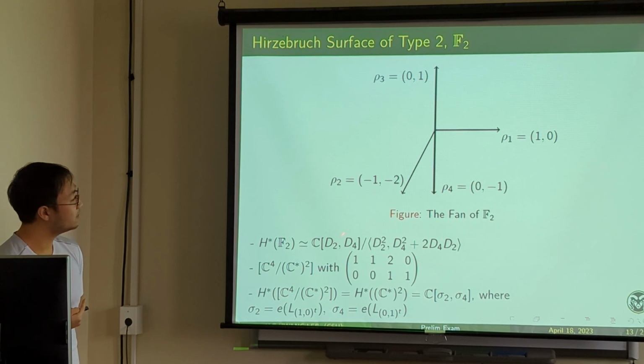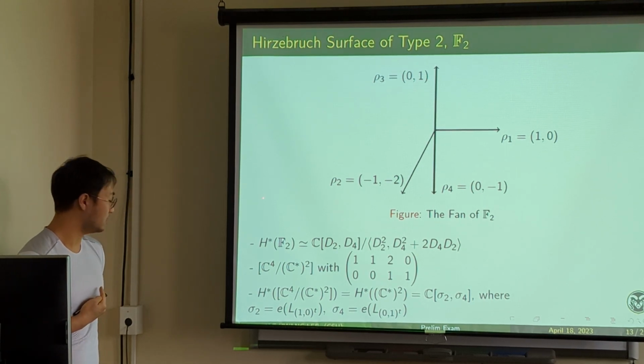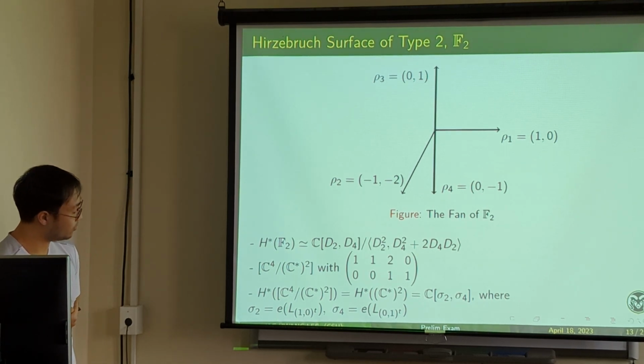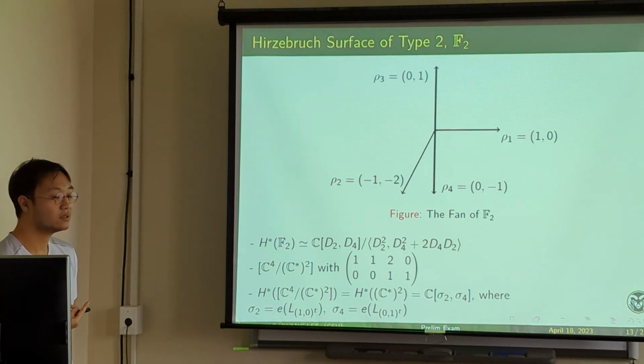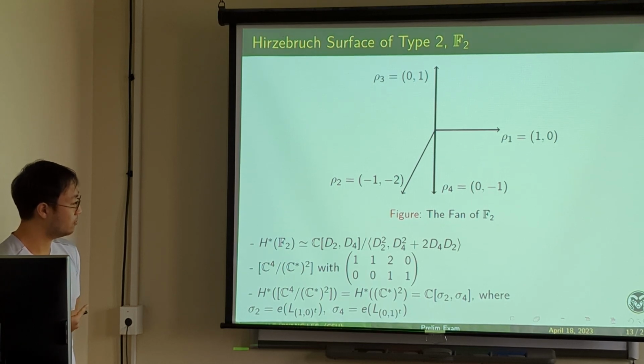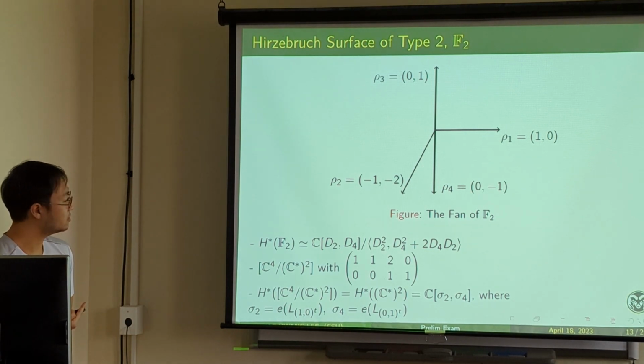The cohomology of a Hirzebruch surface can be computed using combinatorial data. And this is a representation of the cohomology. I picked D2 and D4 because this matches well with something in my computation.